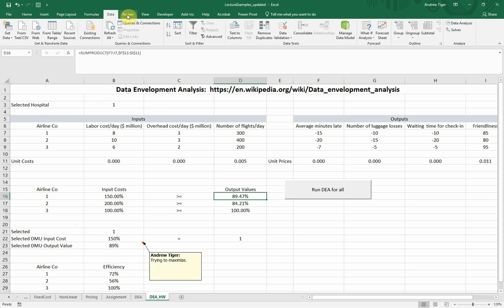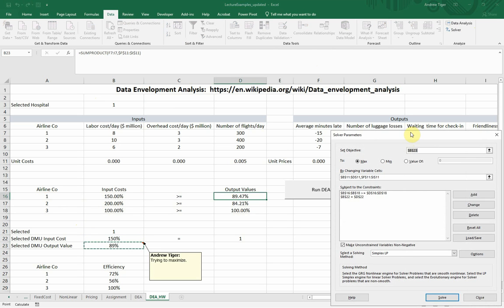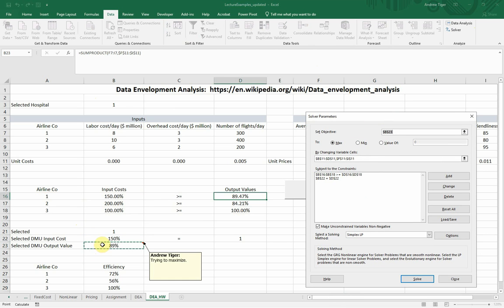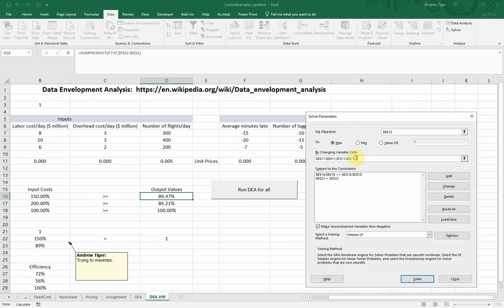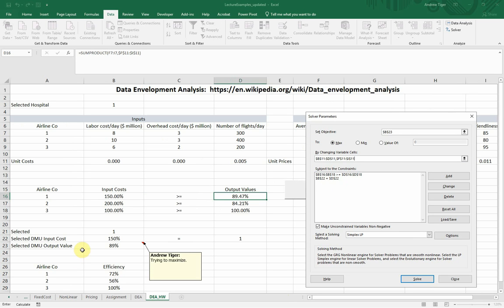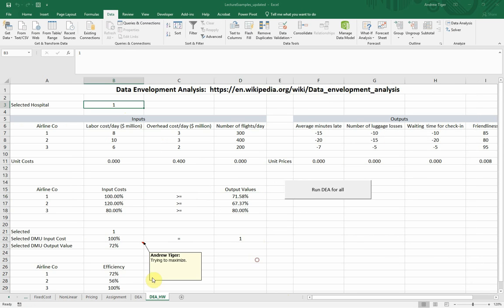And then your solver, which you already had: we're trying to maximize the output by changing these cells, and then the input costs have to be greater than the output cost, and the input cost has to be exactly equal to 1 for the selected one. So when you do the first one and you do this, you get 72, which means it's not an efficient airline. That means that there's another airline that's better than it, that's doing more with less.